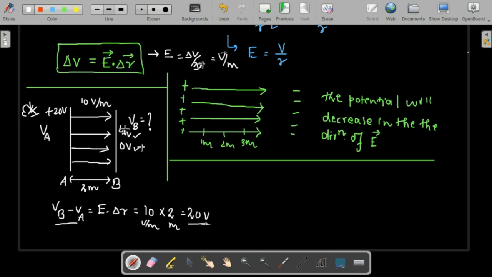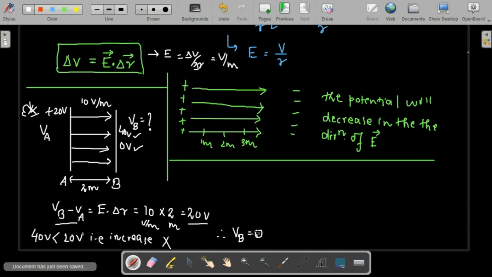The question is which one is correct. And for understanding this, this statement comes in very handy. The potential will decrease in the direction of E. So the potential was 20 volt. E is moving in this direction. So it should decrease. This is 40 volt. 40 volt is more than 20 volt. So it should decrease. Instead, that is increasing in the direction of the field. So that means this is not possible. Therefore, this potential at B must be equal to 0 volt.